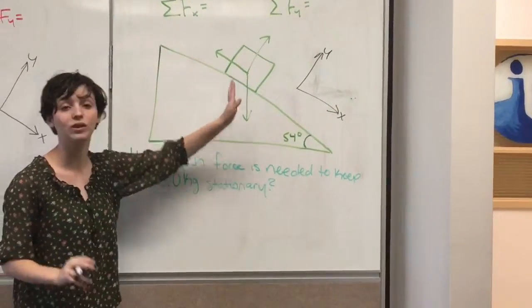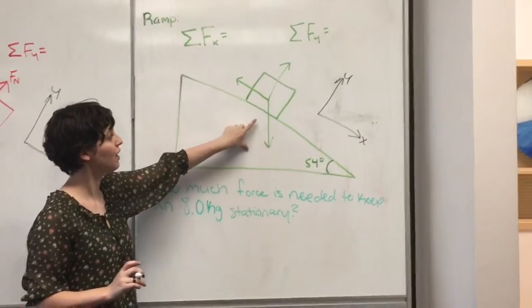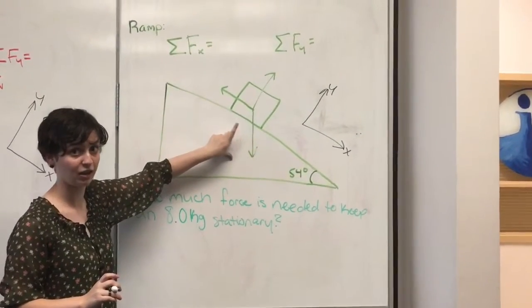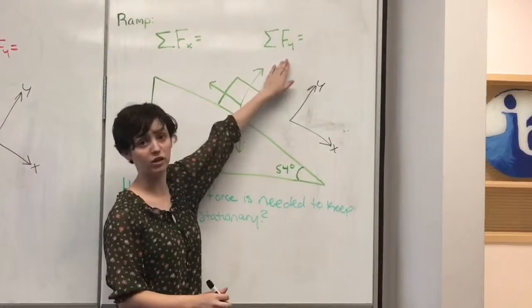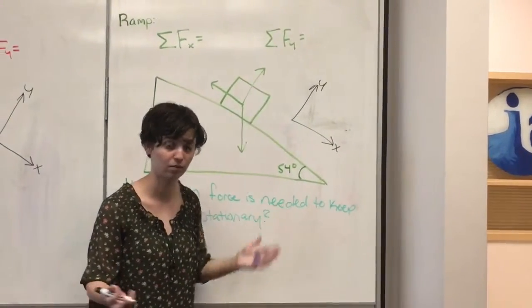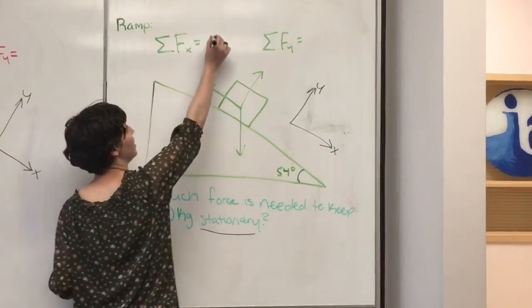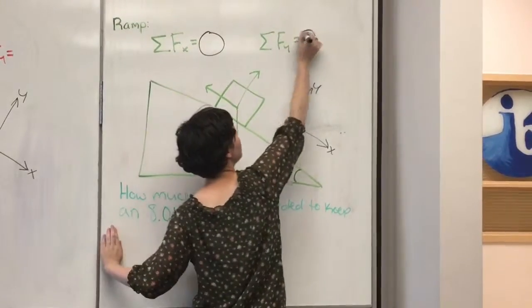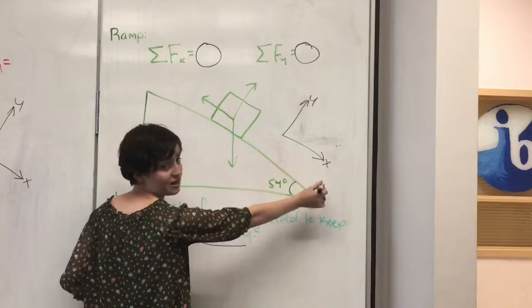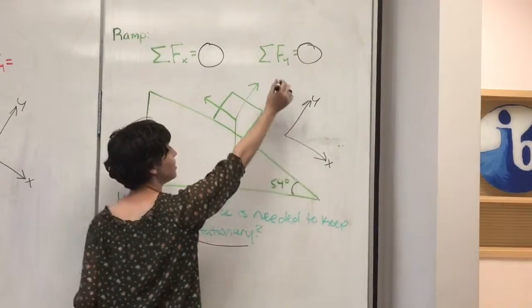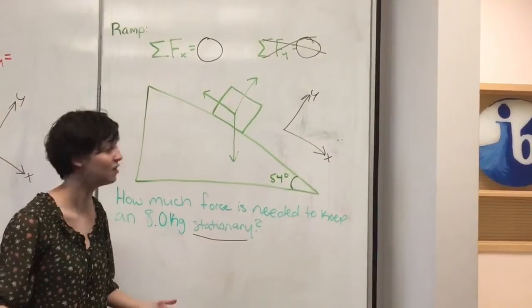So that way we only have to change this one with sine and cosine. The next step is to identify which one to use and what they will equal. So since it says stationary, we will say that this is 0 and this is 0. And since our x-axis is this, we will not be using the y-axis.